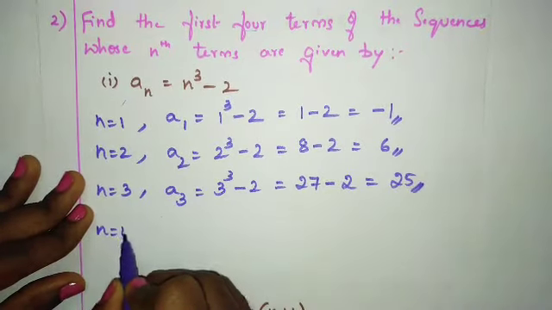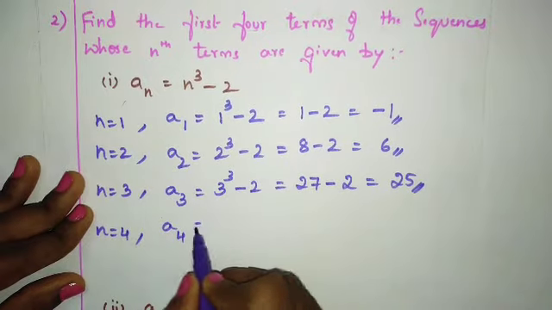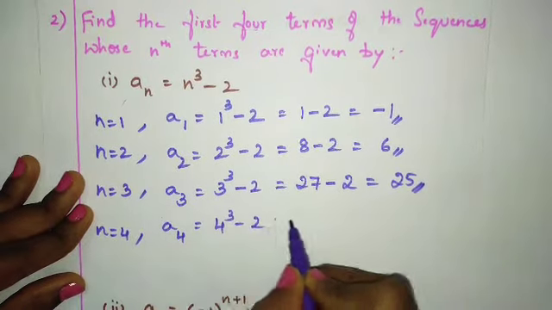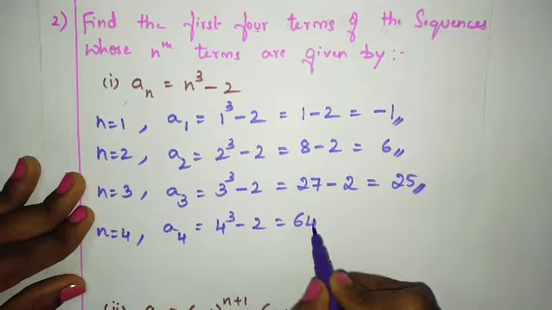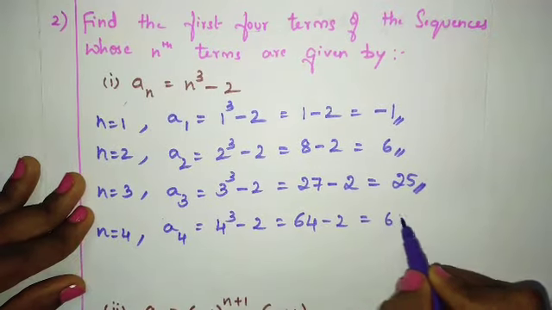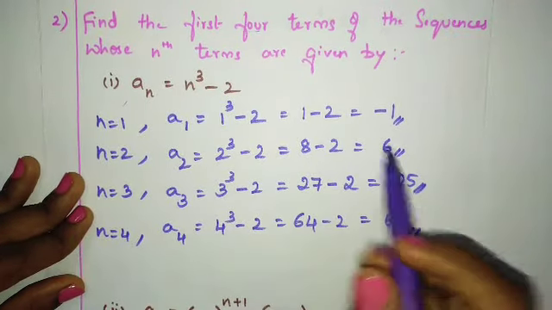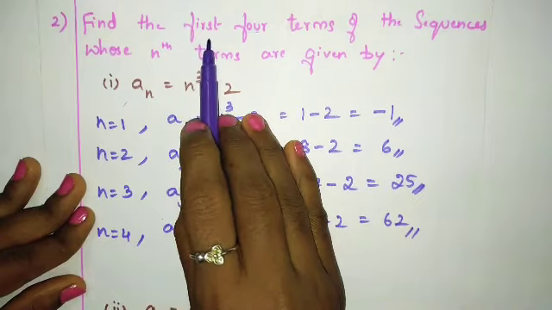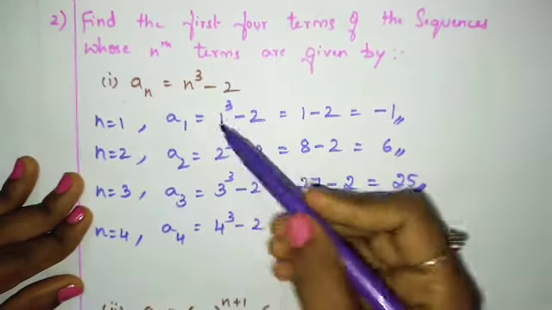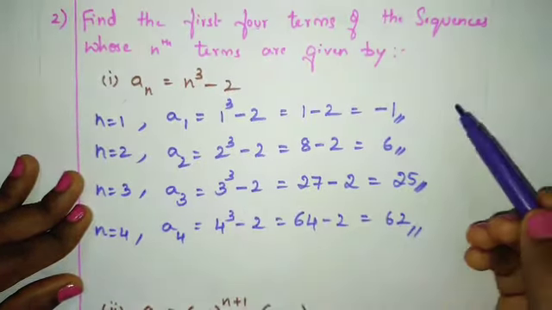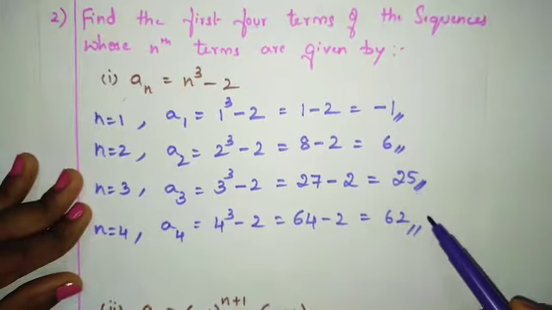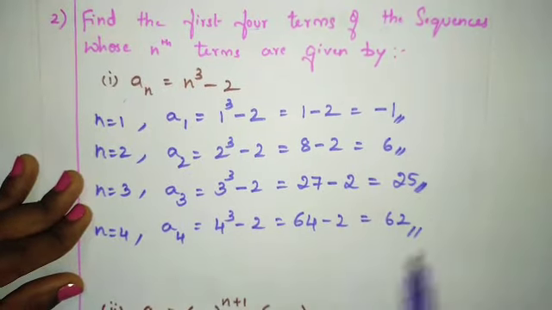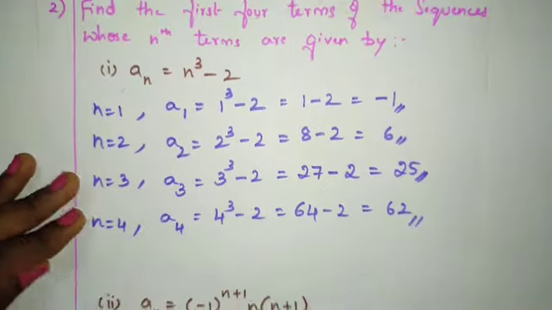Next, n is equal to 4. A4 is equal to 4 cube minus 2. That is 64 minus 2. That is 62. This is your fourth term. So that's what they asked: find first 4 terms. So your A1, A2, A3, A4 is minus 1, 6, 25, 62. Got it? So now we'll see the next subdivision.